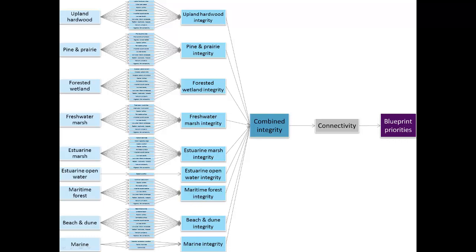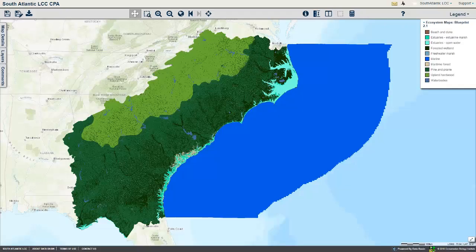Now it's time to see how it all fits together. Remember the simplified flowchart you saw in the beginning? Well, this is what the detailed version looks like, listing every ecosystem and every indicator. Obviously, you can't read much of the text at this scale, but we're going to walk through how ecosystem integrity is calculated for each ecosystem, using maps available in the Blueprint 2.2 data gallery on the South Atlantic LCC Conservation Planning Atlas. We start with the South Atlantic region.